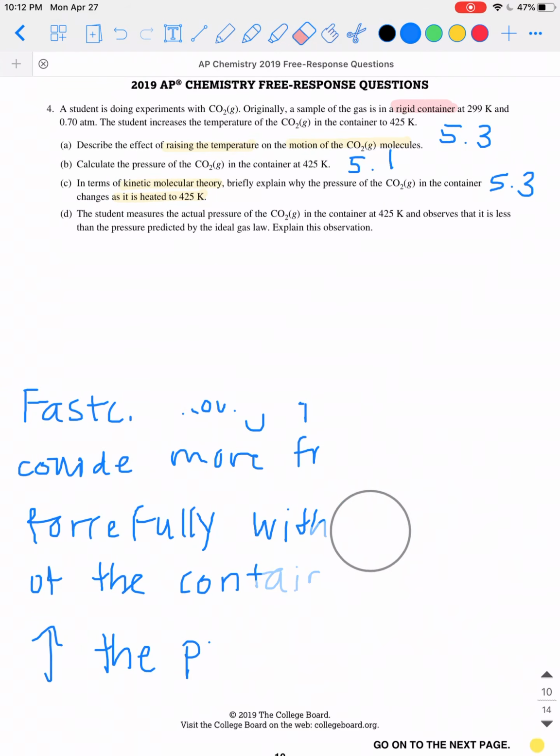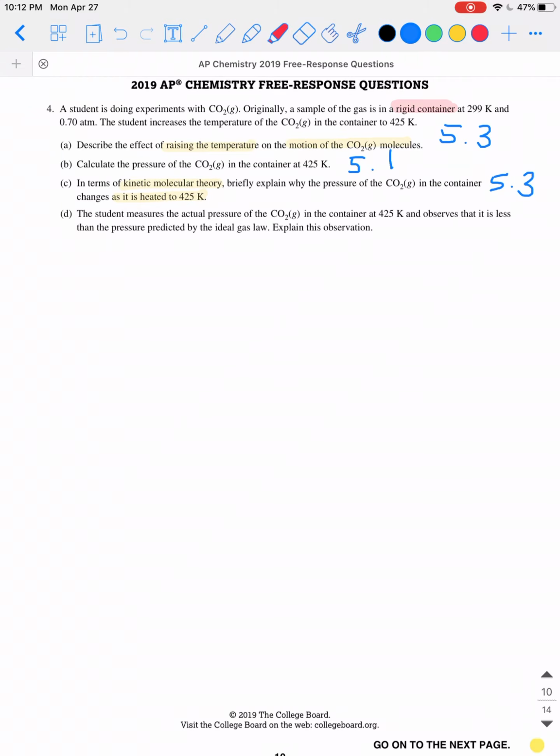So for the last part, part D, it says that the student measures the actual pressure of the CO2 in the container at 425 K and observes that it is less than the pressure predicted by the ideal gas law. Explain this observation. So from 5.1, we know that the ideal gas law is PV equals nRT. And we also learned certain aspects of real gases in 5.3.